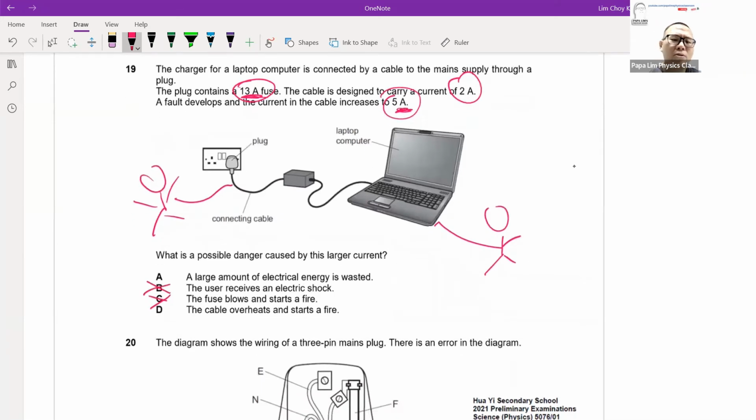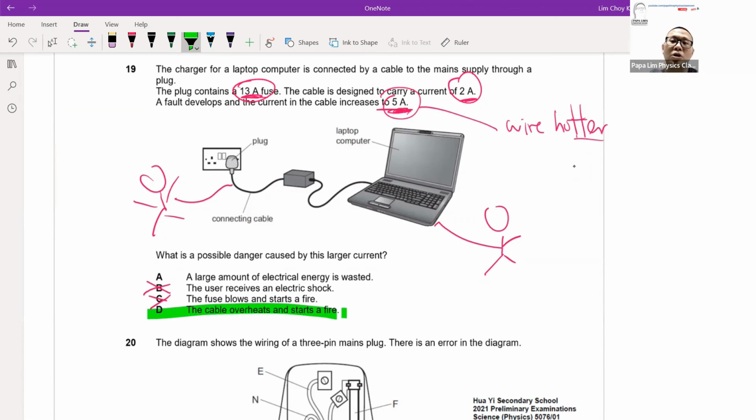Large amount of electrical energy is wasted. Oh, I would not say it's wasted. There's not much clue here. But I would definitely know that the current is now higher than what the cable was designed for. So with the 5 amp current, the cable will be getting hotter and hotter than usual, and eventually the cable may start a fire. So D will be the most logical choice here.